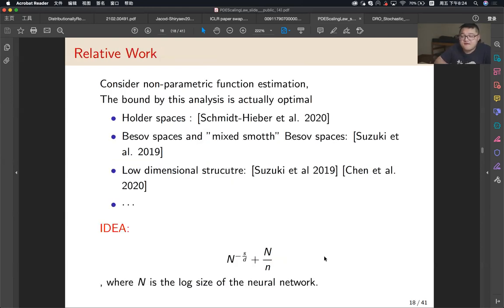This has been done for neural networks to estimate a function in these papers. They have done it for Hölder space, for Besov space, for mixed smooth Besov space. The mixed smooth Besov space is actually a combination of Besov space with a sparse grid, and also for some input data that lies on low dimensional structures. The idea here to get the optimal rate is that the n here is actually the size of your neural network, like the number of your weights, the sparsity of the neural network. And the bound here will look like this: this is the approximation error, because you are estimating an s-smooth function like Hölder s space or Sobolev s space, the approximation bound will look like this. And here is the generalization bound. Then you optimize the number of your neurons and you can get an optimal non-parametric function estimation bound.